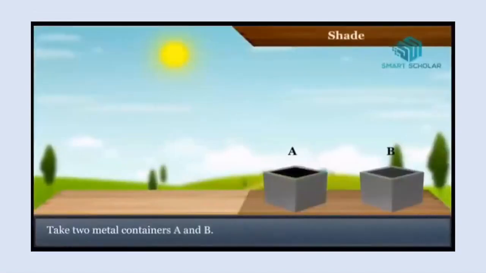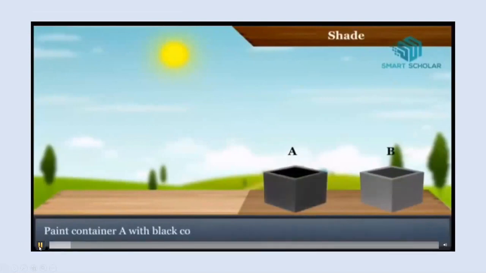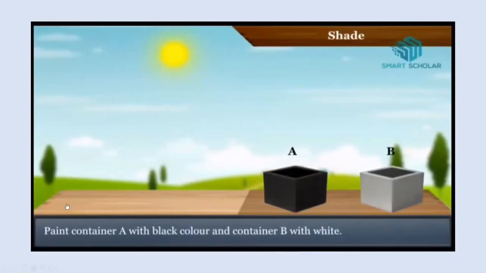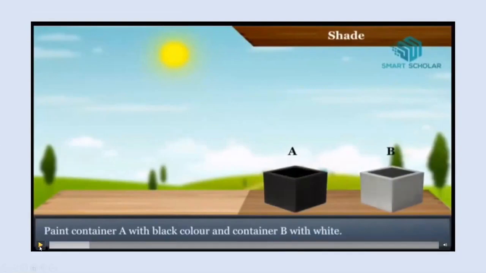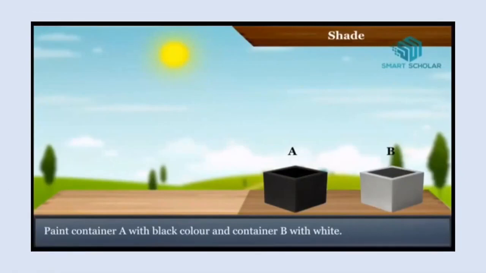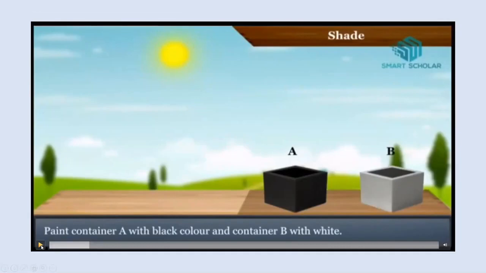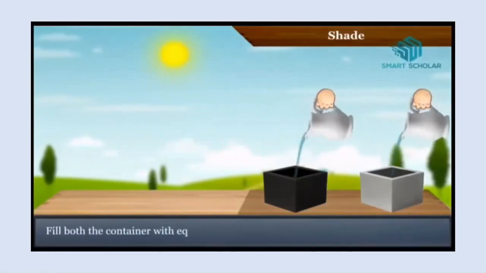Take two metal containers, A and B. Paint container A with black color and container B with white. So students, what have we done? We have taken two blank containers and we have painted one container with black color and another one with white. Now let us move ahead. Fill both the containers with equal amount of water.